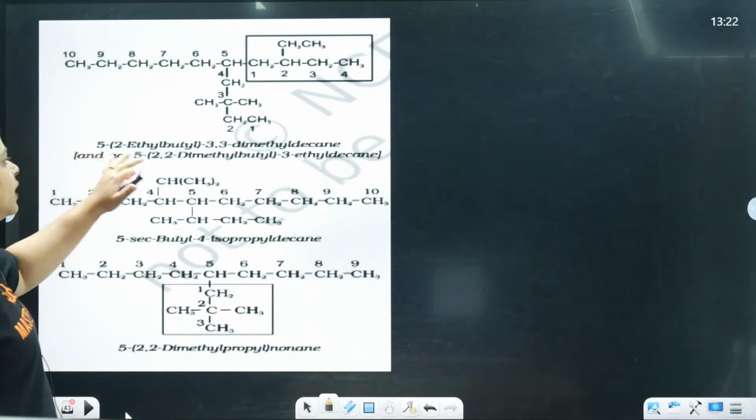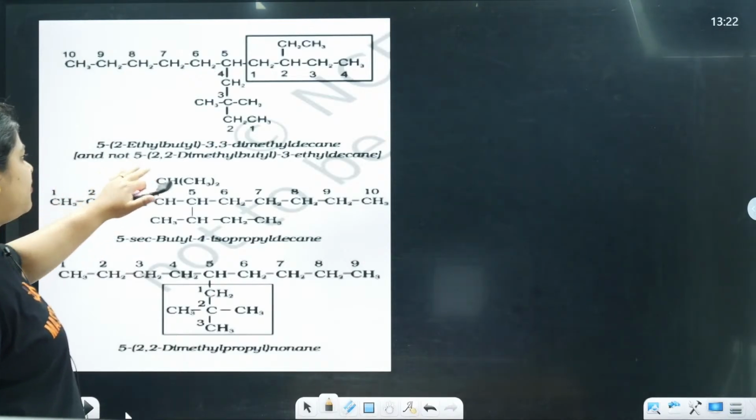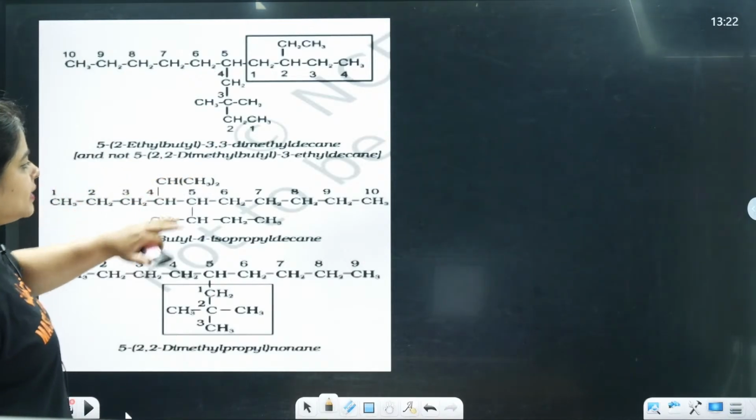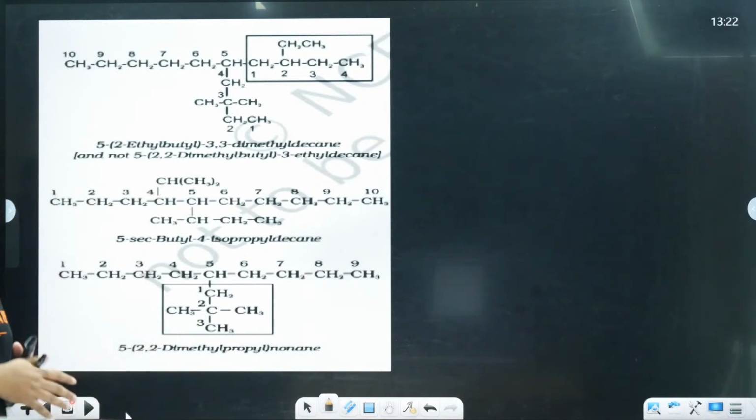The first one is 5-(2-ethylbutyl)-3,3-dimethyldecane, and not 5,2,2-dimethyl and 3-ethyl decane. It means they are having 2 names.